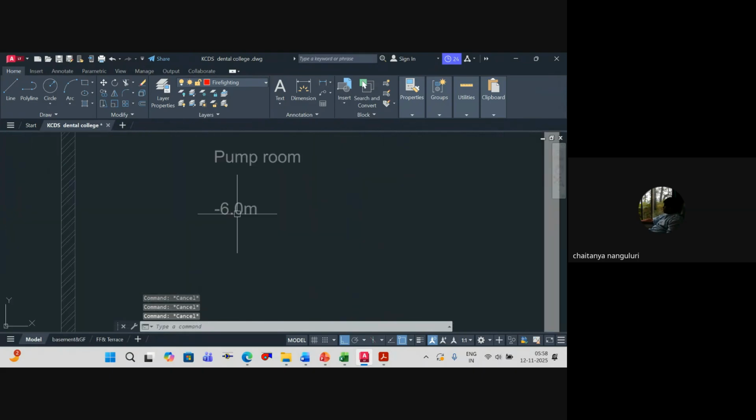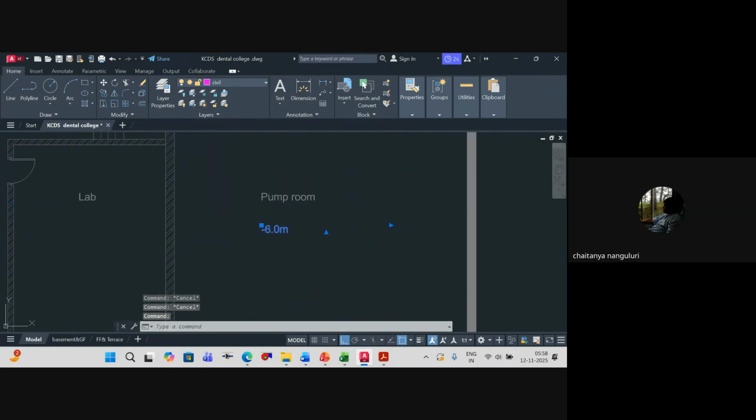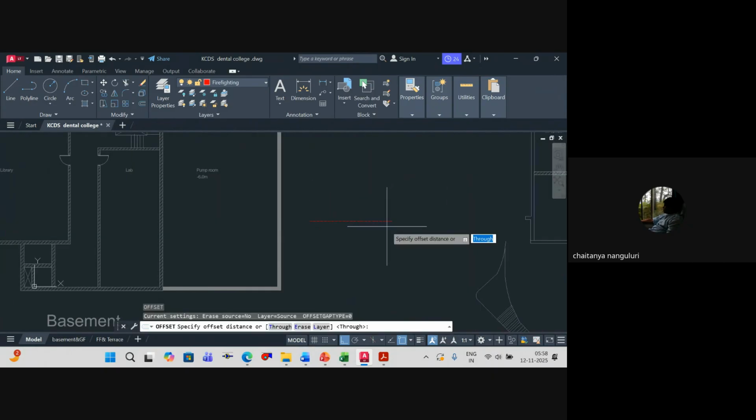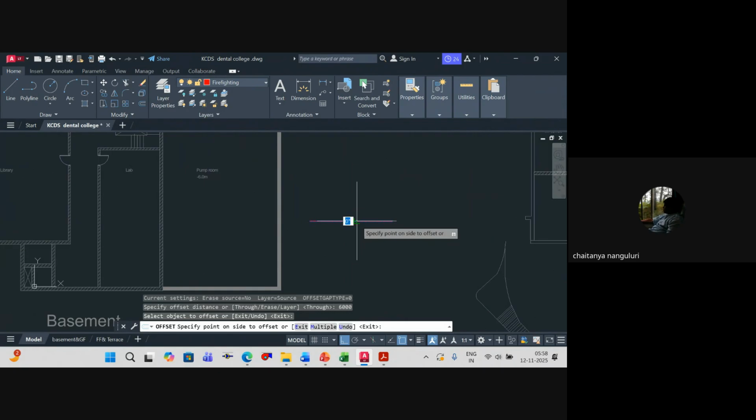So now what we can do here is, if this is minus 0.6 meters from 6 meters, the available height, if you see, offset 6000 mm, that is from road level.